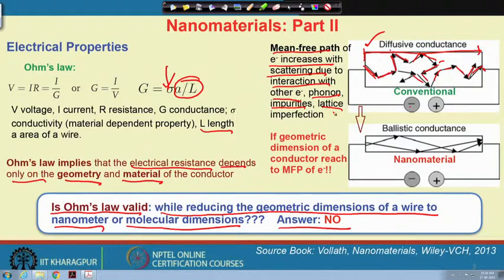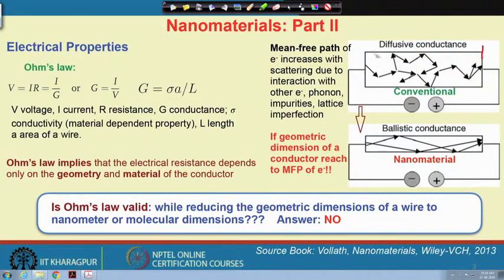Now, if I keep on reducing this geometric dimension of the wire to, let us say, the nanometer level, or let us say below 100 nanometer. So, an electron has a mean free path, okay, and if the length scale of this wire is in that scale, what is going to happen?